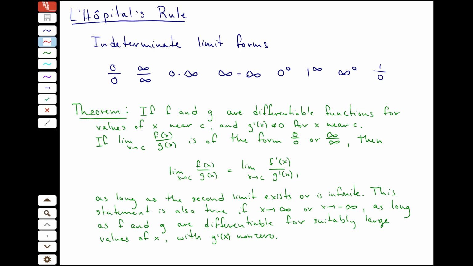So first, recall all of our different indeterminate limit forms. A limit is indeterminate if it has form 0 over 0, or infinity over infinity, 0 times infinity, infinity minus infinity, 0 to the 0 power, 1 to the infinity, infinity to the 0, or 1 over 0.